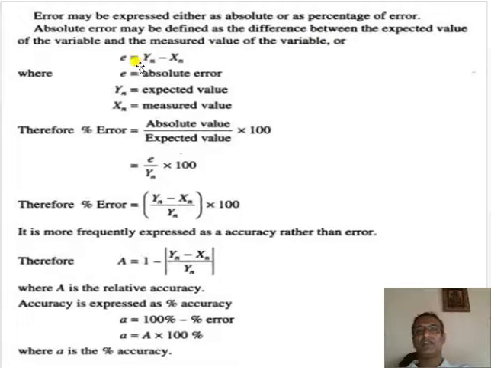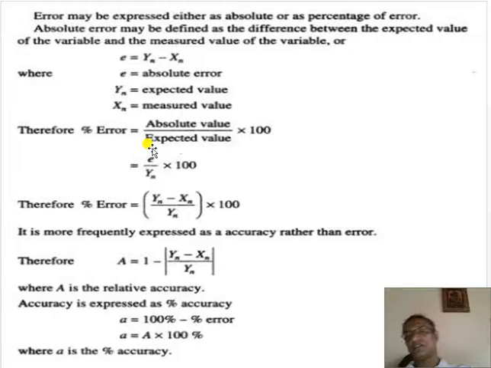Once again, here E is equal to Y of n minus X of n, where E is the absolute error. That's what we are supposed to find, and Y of n is the expected value. But we should know what is the expected value of the measurement. At the same time, X of n is the measured value, what we measure on the measurement device. The value that comes on the measurement device is known as the measured value.